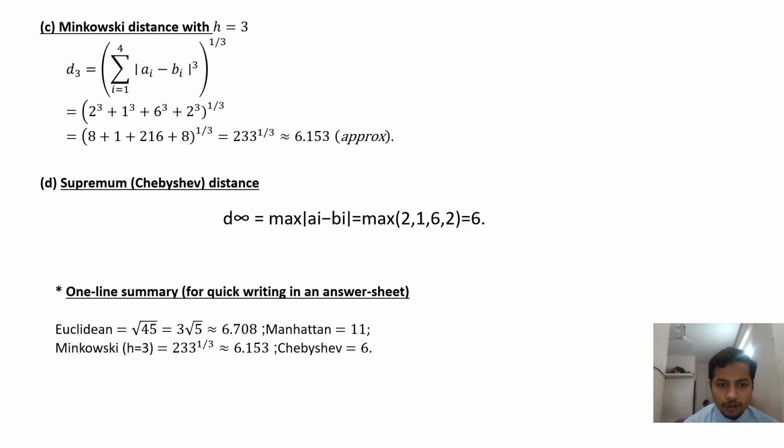One line summary for quick writing: the Euclidean distance is the square root of 45, which is approximately equal to 6.708. Manhattan is 11. Minkowski is 233 to the power 1 by 3, which is approximately equal to 6.153. And Chebyshev is 6.